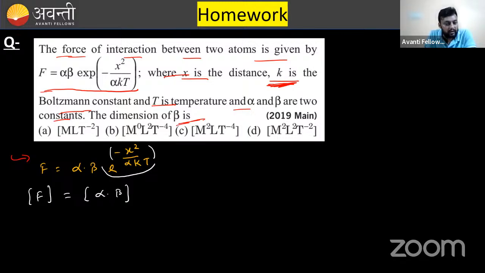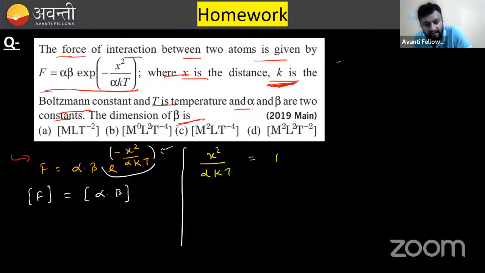For alpha, I will look at this part. So again, I am saying in this region that this whole term is dimensionless. That means the negative x square has no impact. That means x square by alpha k is dimensionless. That means you can write 1. Option A is correct, the whole is saying. Okay, so there are two options we are getting.